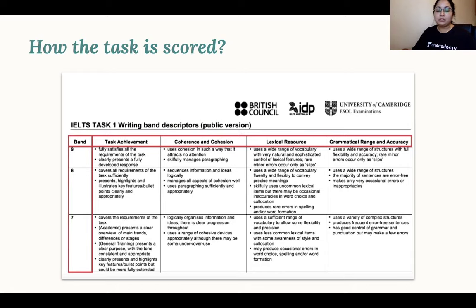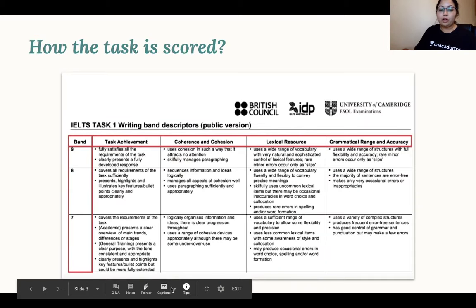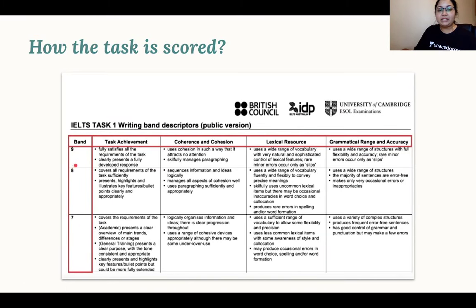You do have these band descriptors available in your official guide as well. But I've just taken them here because we always aim and look for band 7, 8, and 9, and that's the reason I have taken them. So there are 4 descriptors, like I said. The 4 components are task achievement, coherence and cohesion, lexical resource, and grammatical range and accuracy. If you would like to understand what each of these are, we will dive deeper into all of this once again.